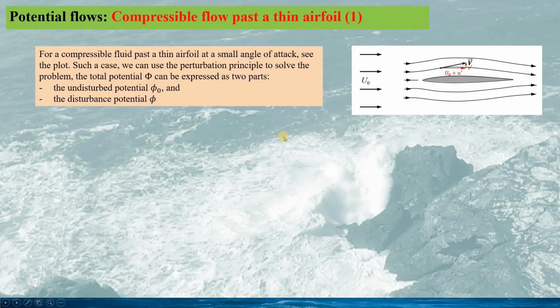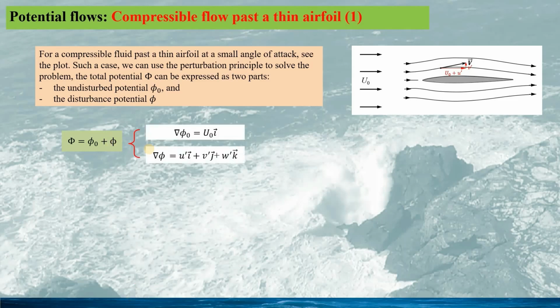Here, we can take the total velocity potential, capital Phi, as two parts. Phi 0 is the potential for the undisturbed incoming flow, and phi is the disturbance potential. The corresponding velocity potential is given by these two potentials together, and the corresponding velocities are given as this.